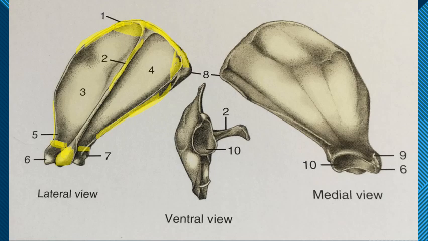This spine divides the lateral surface of the scapula into two unequal fossae. One is called supraspinous fossa and the other is called infraspinous fossa. So cranial to the scapular spine, supraspinous fossa is present, and caudal to the scapular spine, infraspinous fossa is present.